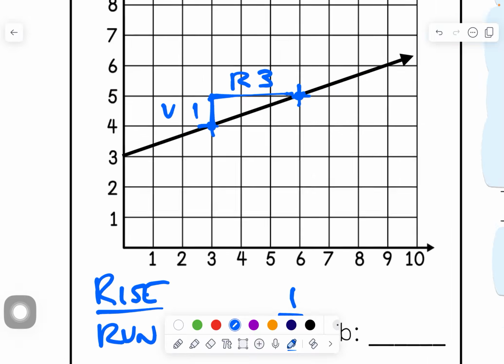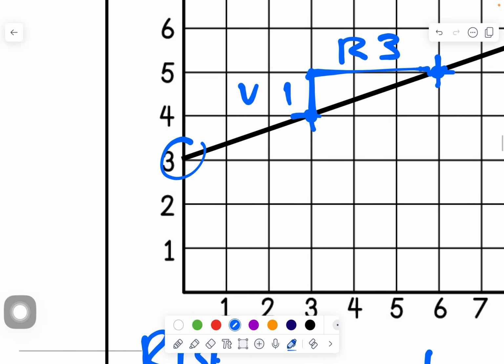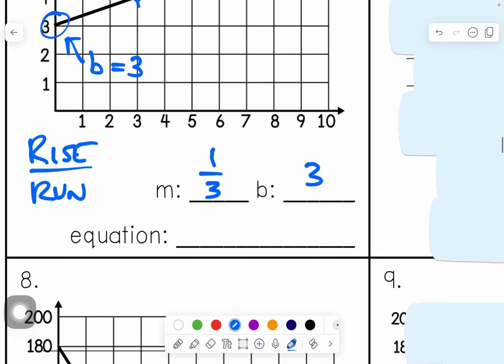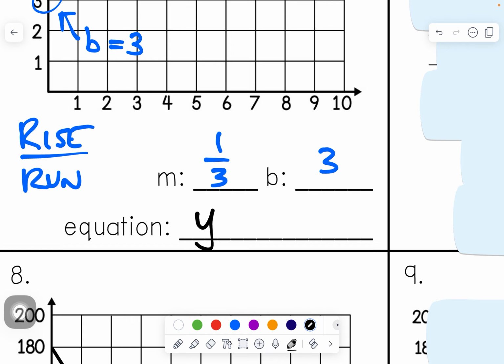My b value is where it touches the y-axis, so that'd be right there. In this case, b is going to equal 3. I can see it, so I put a 3 for b. Now I want to build that equation. Remember, my equation is always going to have the y equals x plus. Well, what am I filling in? y equals mx plus b is what I'm filling in.